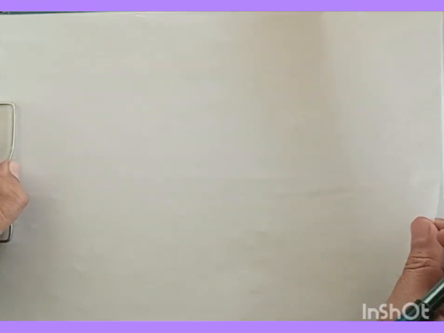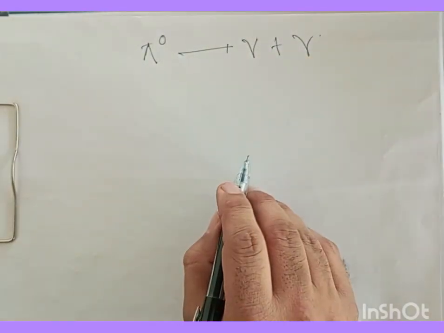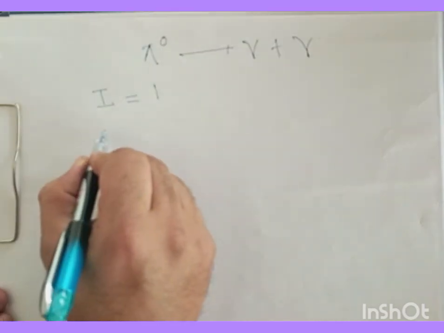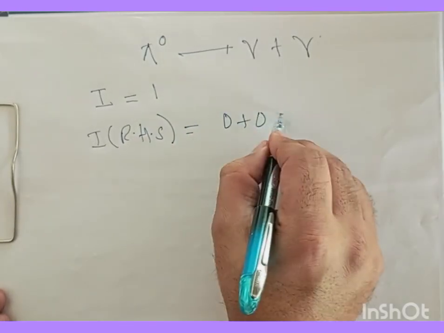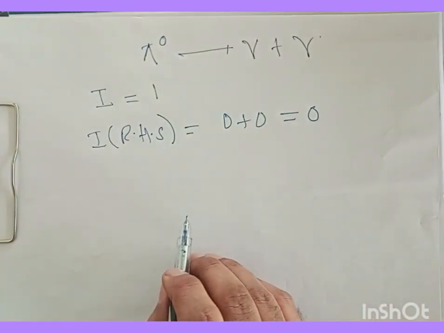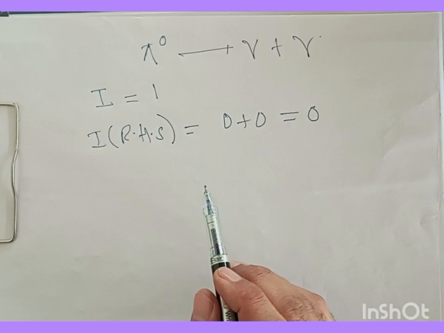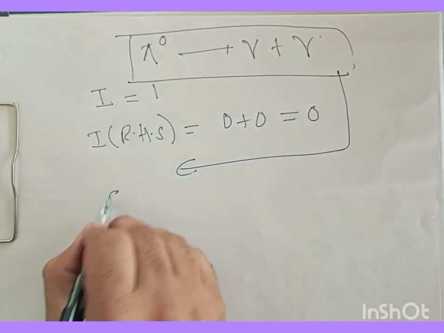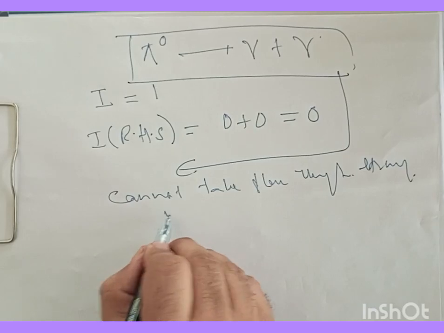Now let's take another example. Say for example we have a neutral pi meson going to gamma and gamma. Now what will be the isospin of the left hand side? That is simply equal to 1. And isospin of right hand side, that's going to be 0 plus 0, that's going to give me 0. So since isospin is not conserved in the given decay, this reaction cannot take place through strong interaction.